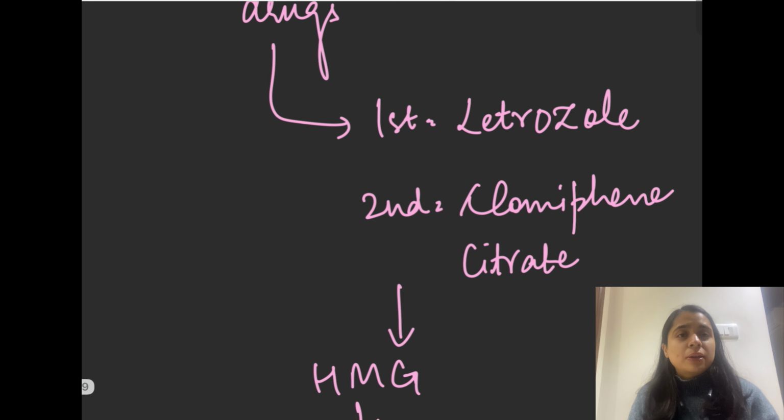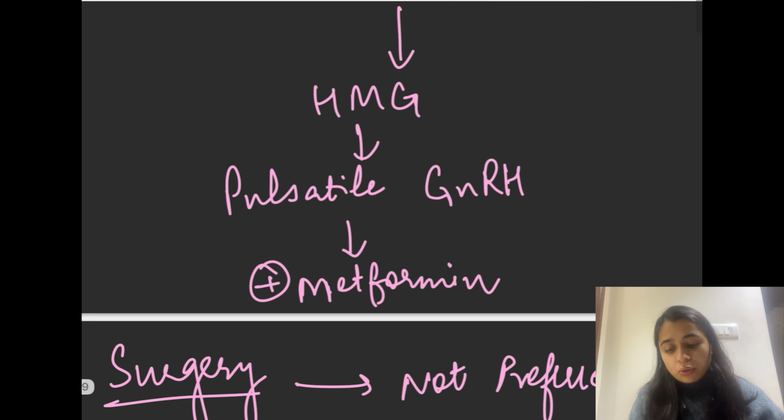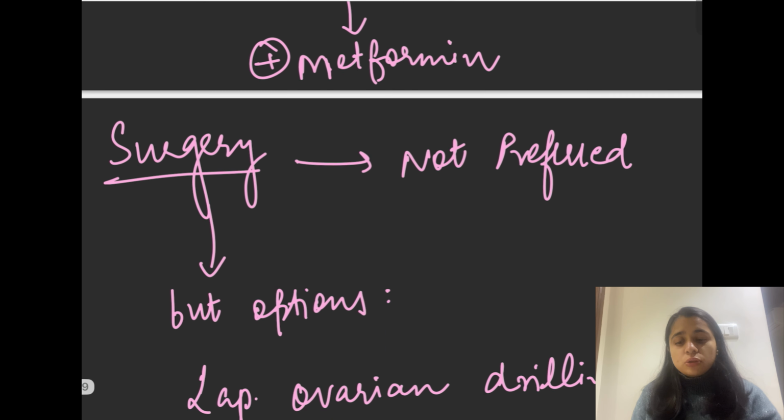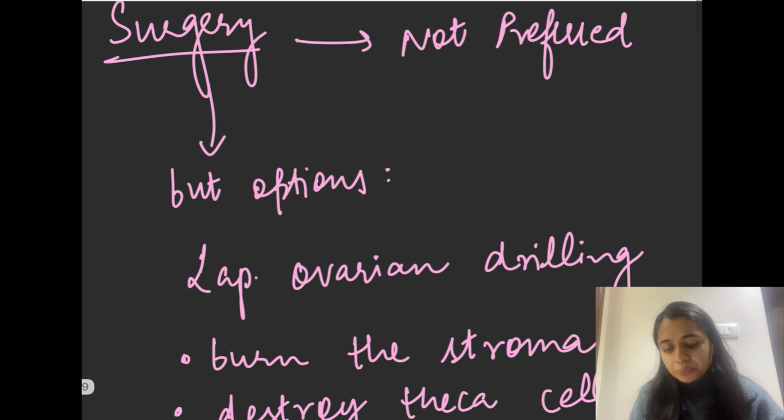Okay, so the drugs, first line is letrozole. Second is clomiphene citrate. Third is HMG. If HMG is not working, then we'll switch to pulsatile GnRH. If pulsatile GnRH is also not working, then we are going to add metformin along with it. So these are some of the drugs, but the first line is letrozole only.